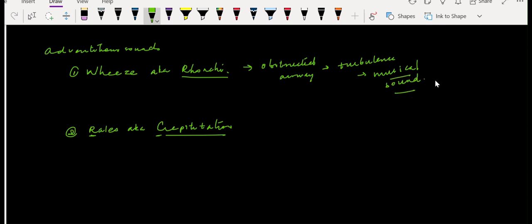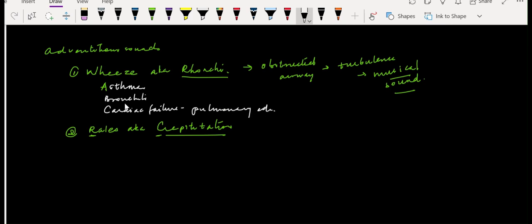And then when do you hear it? So I think everybody knows it. Rhonchi, the most important answer is asthma, bronchial asthma. It can be heard in bronchitis. It can be heard in any chronic obstructive lung disease, in some localized obstruction associated with malignancy. It can also sometimes be heard with cardiac failure, whenever there is pulmonary edema. Okay, it can be heard there as well. So this is about wheezes.